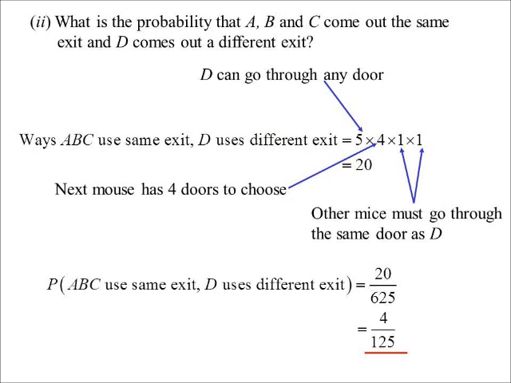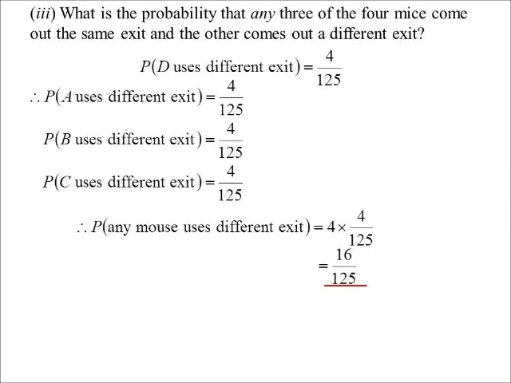So that's a 4 in 125. So then they came up with this one. What then is the probability that any 3 of the 4 mice go out the same exit and the other one goes out a different exit? Remember, we just worked out that D goes through the different exit. Well, that's how it could be any of them.